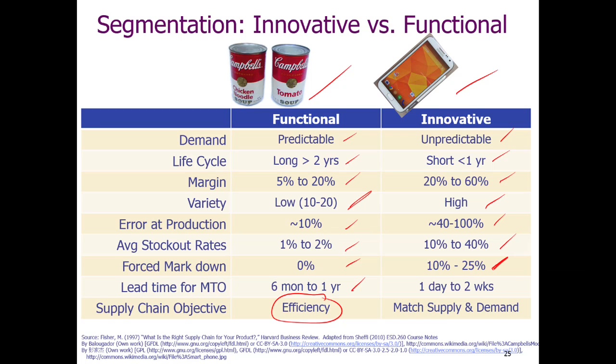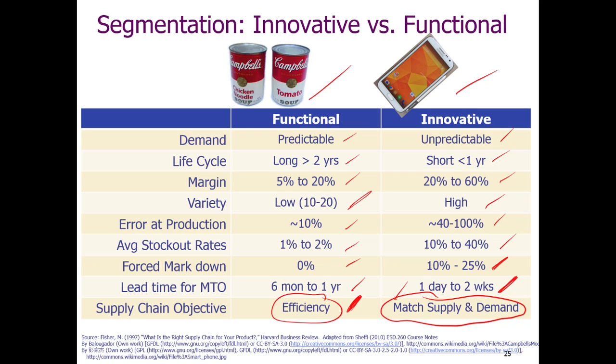And the lead time is very quick for make to order. And so for these innovative products, you might want to have a different objective for your supply chain. And the idea is to match supply and demand. You might be willing to do something that costs a lot to make sure you have your demand covered. While over here for functional items, you want to be very efficient. So the key takeaway from this paper is that maybe you want to think about your products in terms of how you want to have your supply chain deliver them.